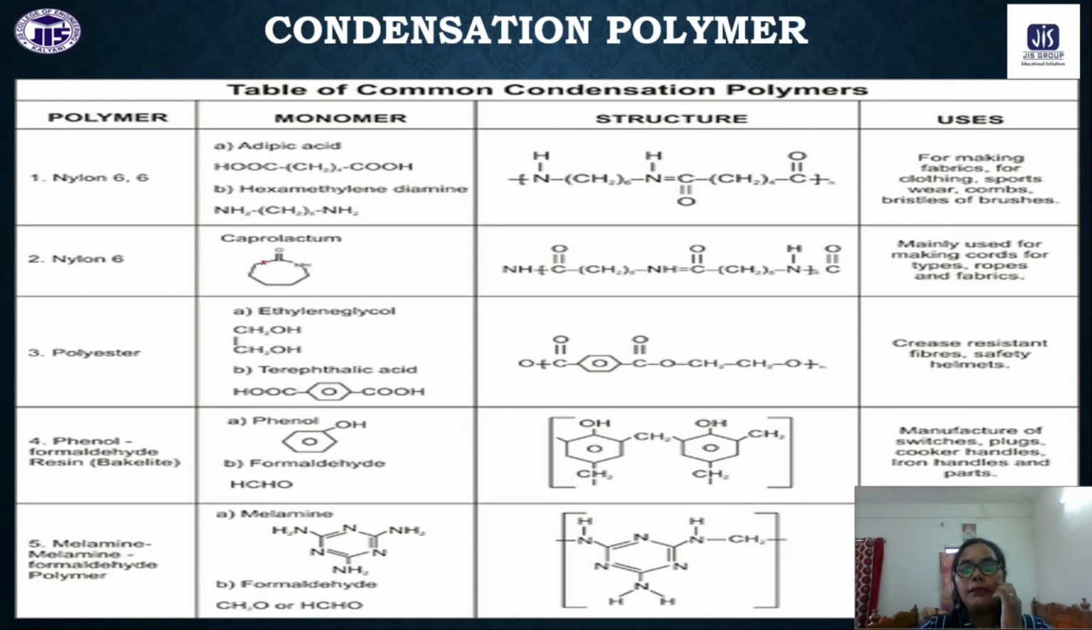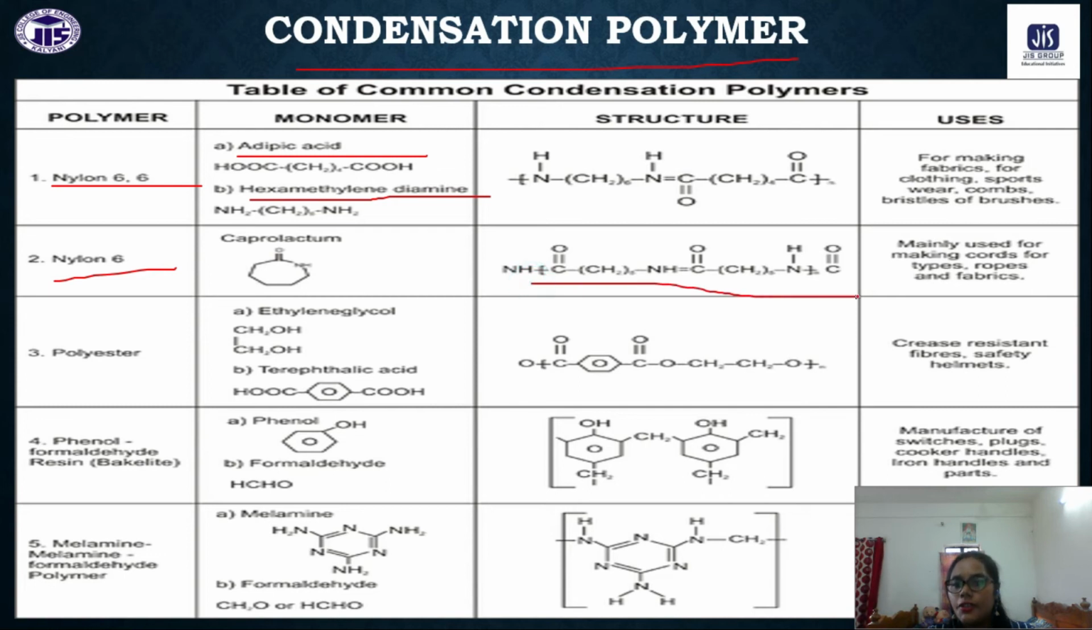Okay, so these are some of the examples again of the condensation polymer, like nylon 6,6, the monomers are adipic acid and hexamethylene diamine. So this is the structure. Again, these are some of the uses of the polymers that you have to remember. For nylon 6,6, for making ropes, fabrics, clothing, sportswear, all these are made of nylon 6,6. Now nylon 6, caprolactam is the monomer. This is the structure and mainly used for making cords for tyres, ropes and fabrics.